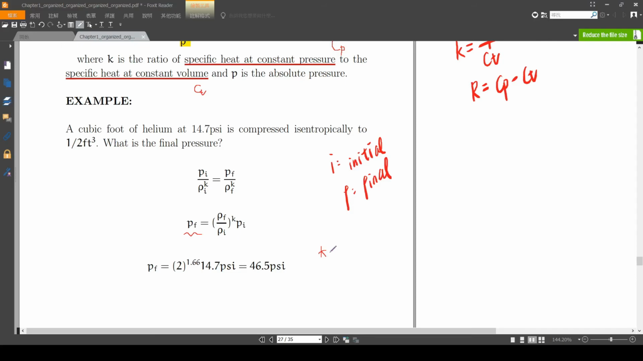And the K for helium is 1.66. If it is for air, most of the time we will assume that K is equal to 1.4. Okay.